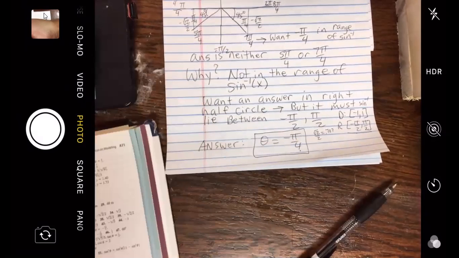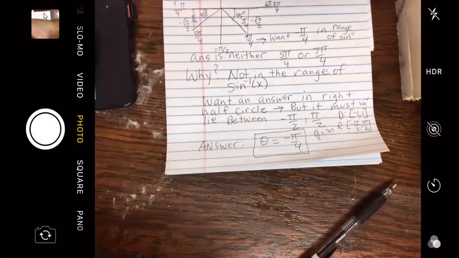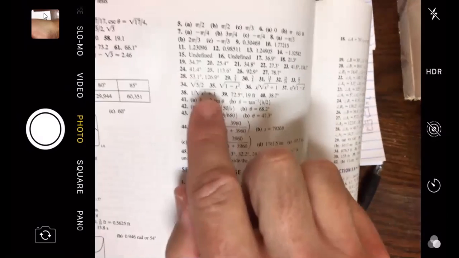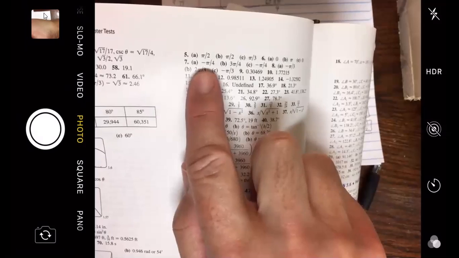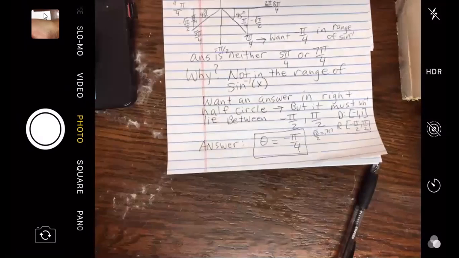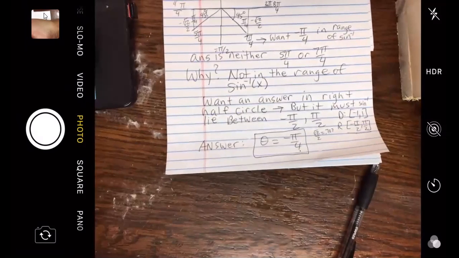Negative pi over 4. There it is. Right there. 7a. Okay.